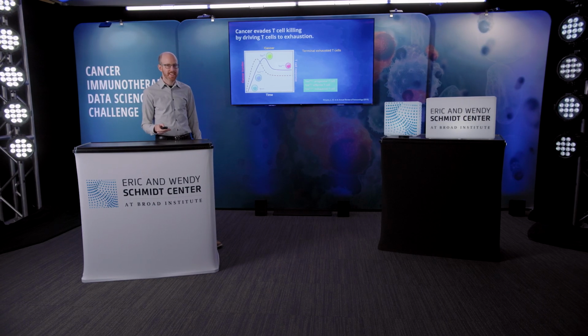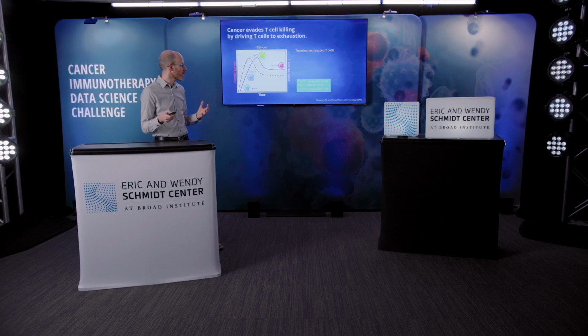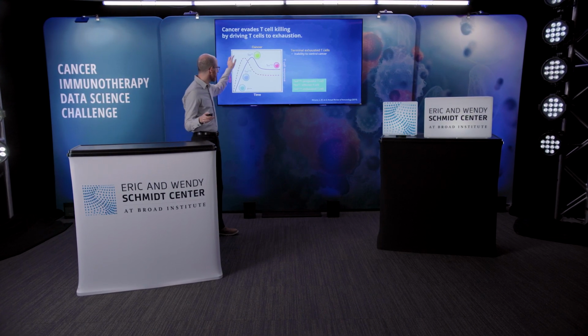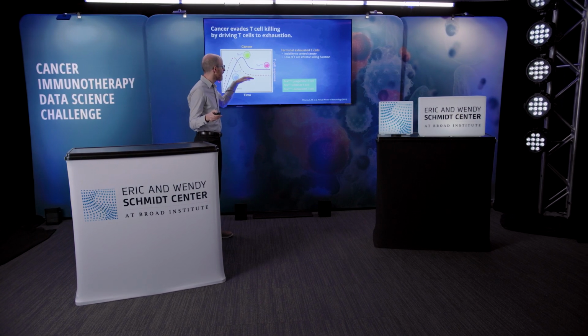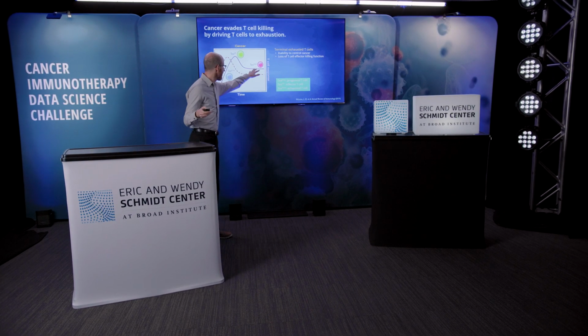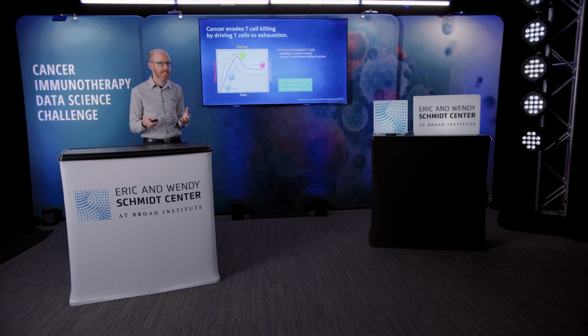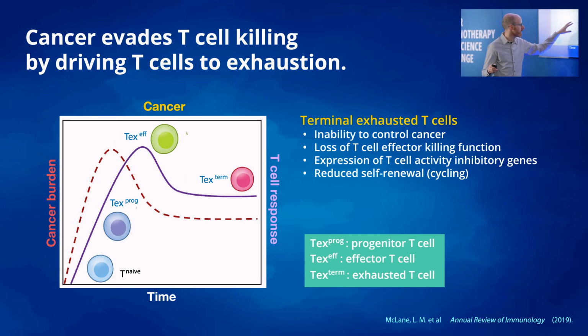So scientists have been studying terminal exhausted T cells for decades, and here are some consensus features about those T cells. So the first is that they have this inability to control the cancer growth. So you don't go all the way to having no cancer, it just sticks around. There's also this loss of the T cell effector killing function. So the T cells are blunted and they're no longer really actively killing the cancer cells in a manner that controls the cancer. There's also this expression of these inhibitory receptor genes, and this is going to be talked about in the cancer immunotherapy section.